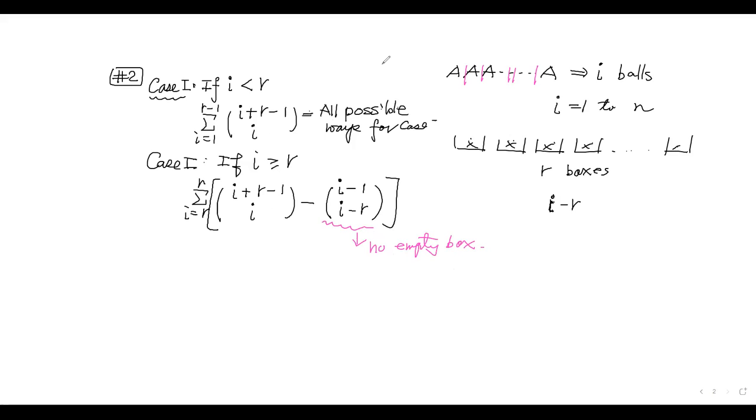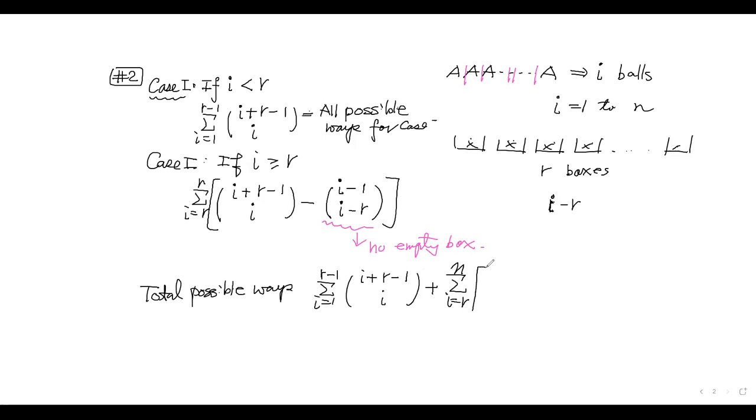All right, so now finally you just add these two. So the total possible ways will just be the summation over i from 1 to r minus 1 of i plus r minus 1 choose i, plus the summation over i from r to n, where I use the total number, i plus r minus 1 choose i, minus the no-empty-box count, which will be i minus 1 choose i minus r here. That will be our answer.